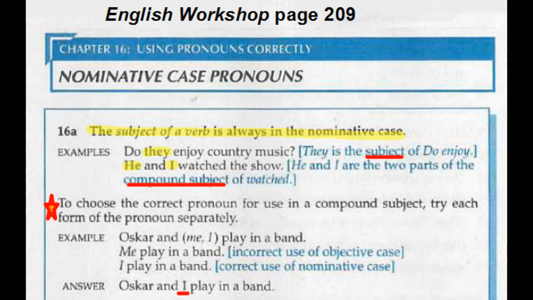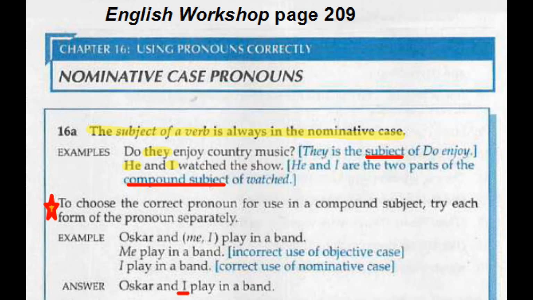The first thing I want you to do is to highlight rule 16a. The subject of a verb is always in the nominative case. Examples: do they enjoy country music? They is the subject of do enjoy. He and I watched the show. He and I are the two parts of the compound subject of watched.